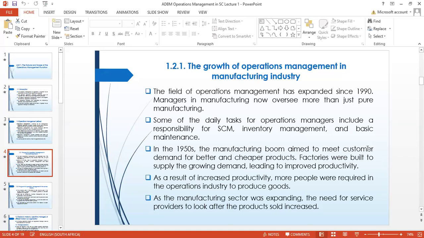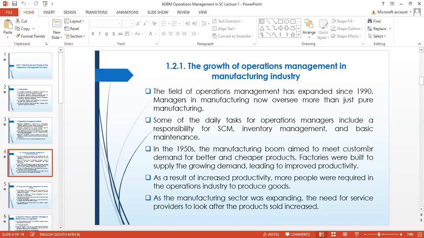And in the 1950s, there was an increase in manufacturing to meet the demand from customers. Customers were looking for better and cheaper products, and manufacturing increased to meet those requests. Factories were built to ensure that products are manufactured and the demand from the customers is satisfied. And we saw an increase in productivity.